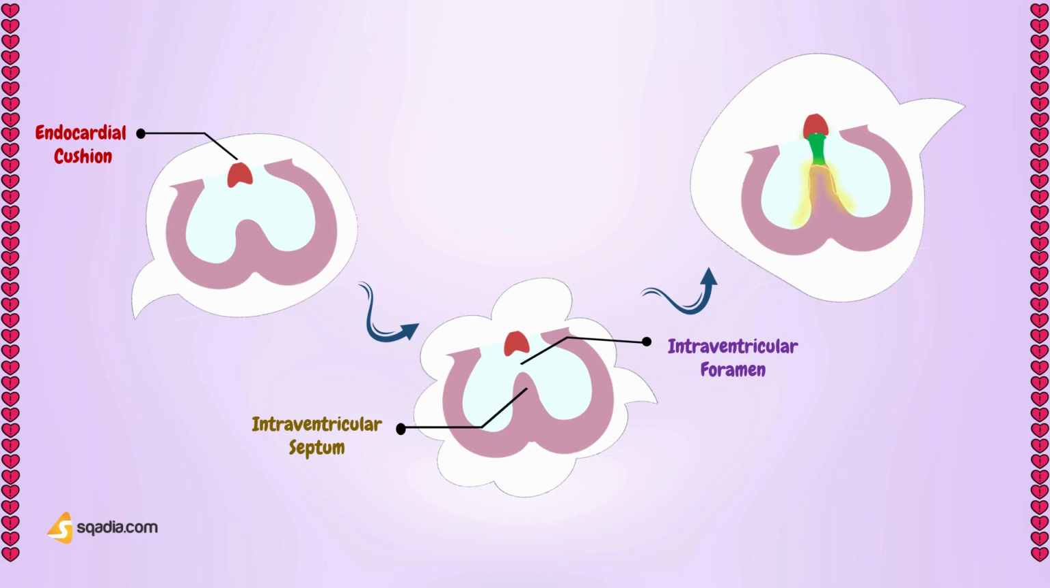Now, class, have you noticed that from the floor, the interventricular septum arises as the muscular part, but the endocardial cushion extends inferiorly as the membranous interventricular septum? Now, let's discuss the ventricular septal defect.